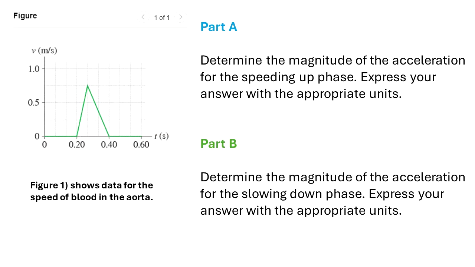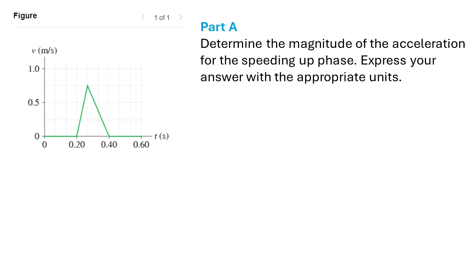Today, we're going to walk through the analysis of this graph and solve parts A and B for this problem. As we can see in this picture, we have velocity in the y direction and time in the x direction. Figure 1 shows data for the speed of blood in the aorta.